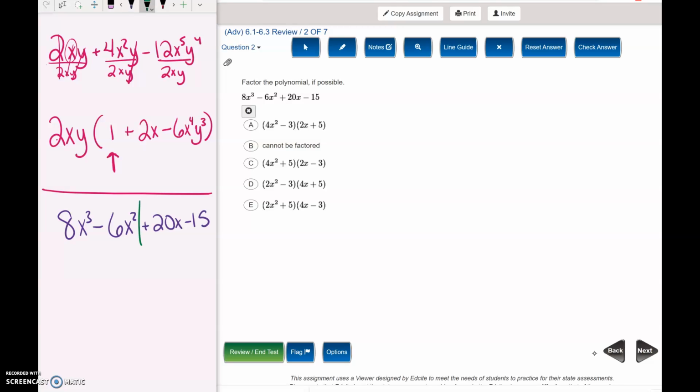So factor by grouping, you're going to split this after the second term. These first 2 terms, 8 and 6, we can divide both of those by 2. X to the third, x squared, you want to take the smaller one, so x squared. 8 divided by 2 is 4. X cubed divided by x squared is x. Negative 6 divided by 2 is negative 3. X squared divided by x squared cancels, so it'd be like a 1, but 3 times 1 is still just the 3. Bring the plus sign down. 20x and negative 15 have 5 in common.